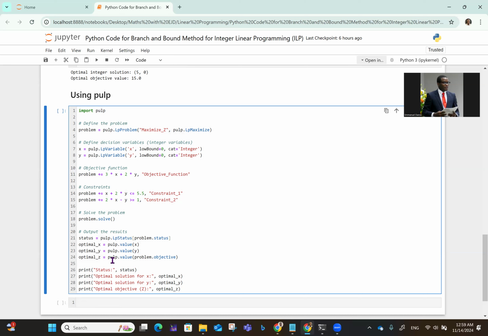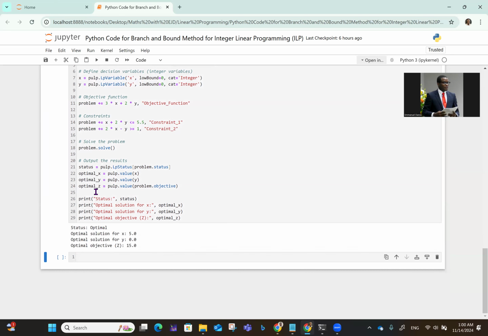If you run this, you get all the output of the result: the status, and, if a result is possible, the optimal x, y and the optimal objective function value, which are printed out from lines 26 to 29. The status is optimal, so it means we have found an optimal solution. The optimal solution for x is 5.0 and for y is 0, which we got manually, and also using linprog in the scipy library. And we have the objective function to be 15.0.